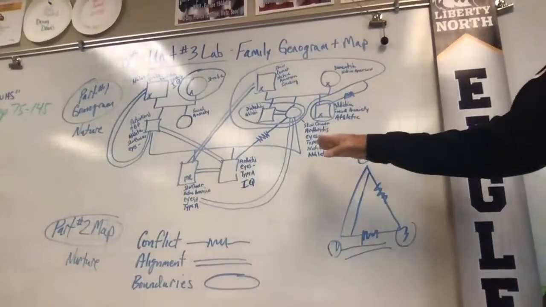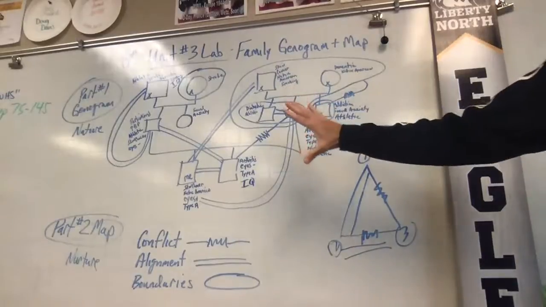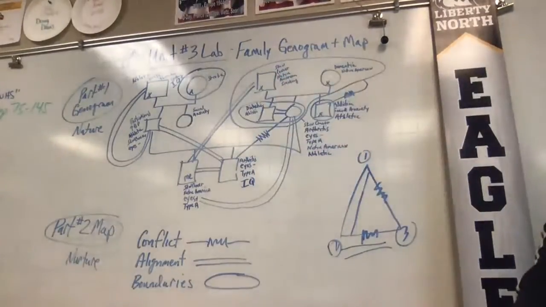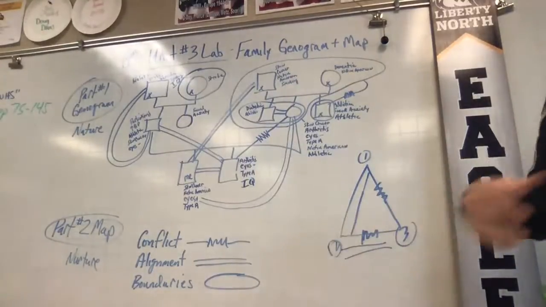All right. And then you can be aligned to more than one person as well. I was aligned to my mom, to my brother, to my grandfather. Okay. And then boundaries are when there's natural divisions.